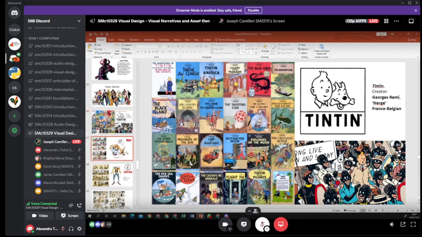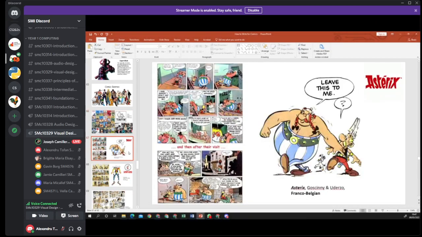The next one on our list is Asterix and Obelix. Asterix being the young dude, Obelix being the much thicker dude over here. Again, you can see the cleanliness. Again, it's a French production, Franco-Belgian, by Goscinny and Uderzo.